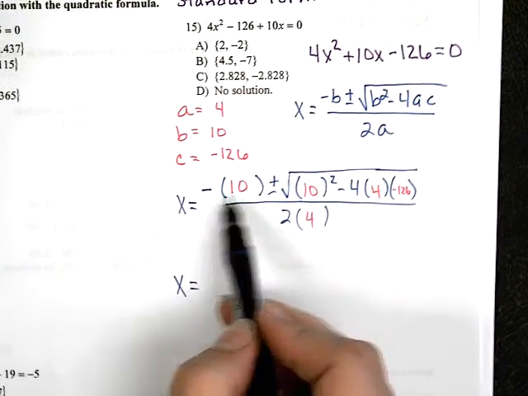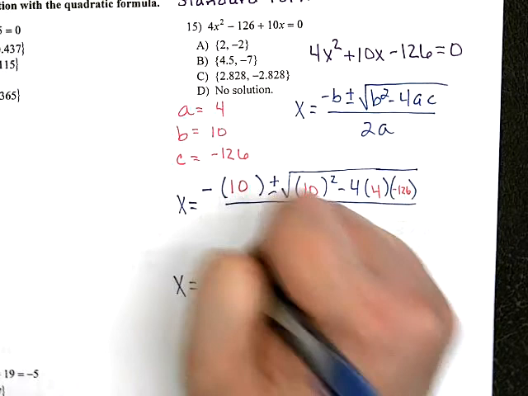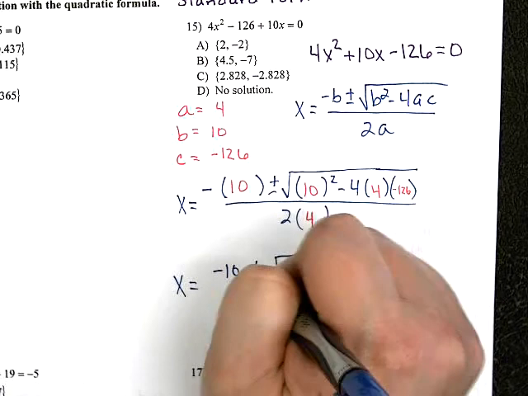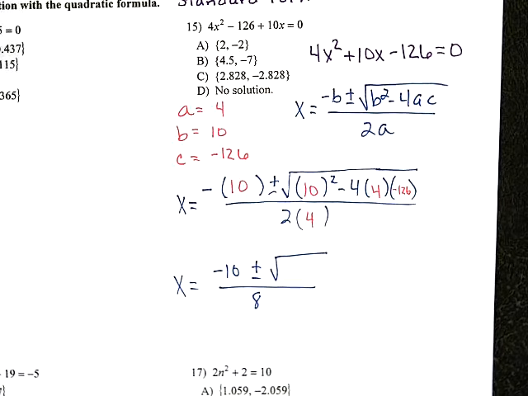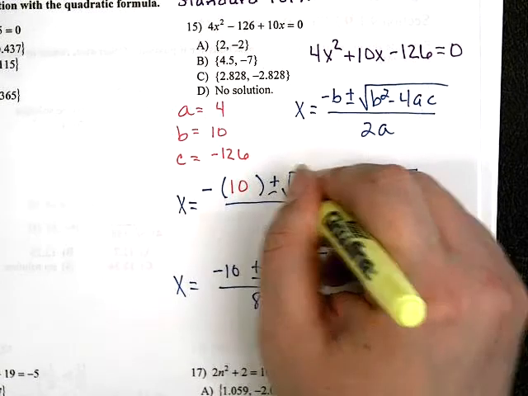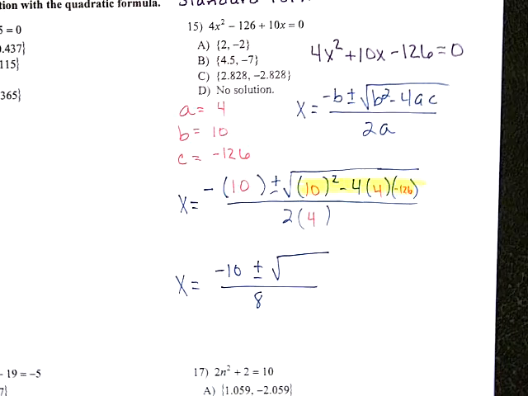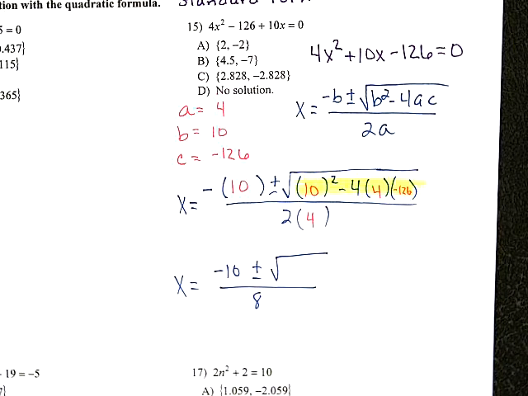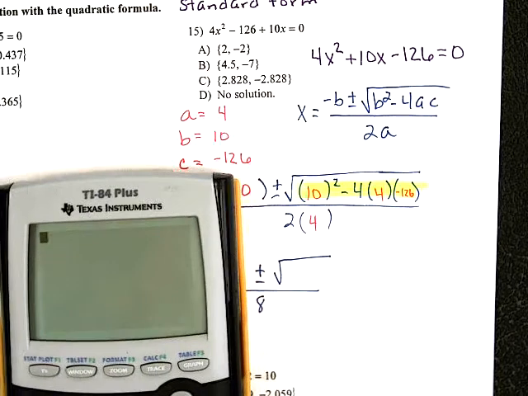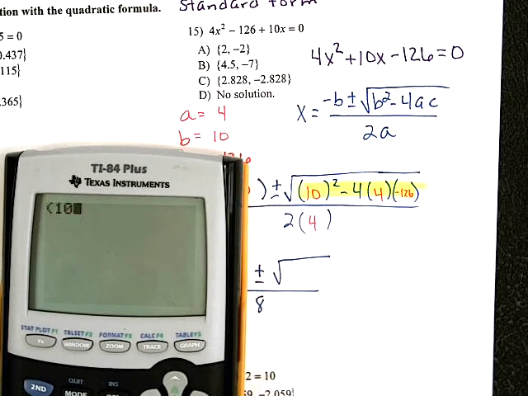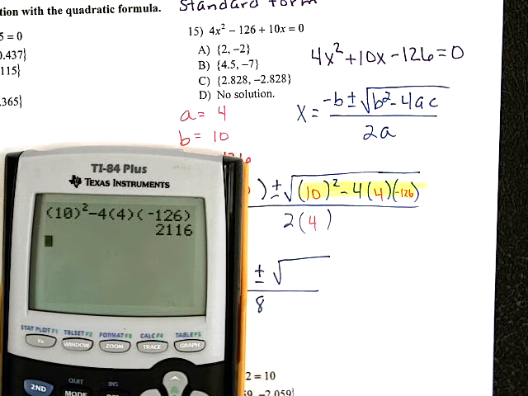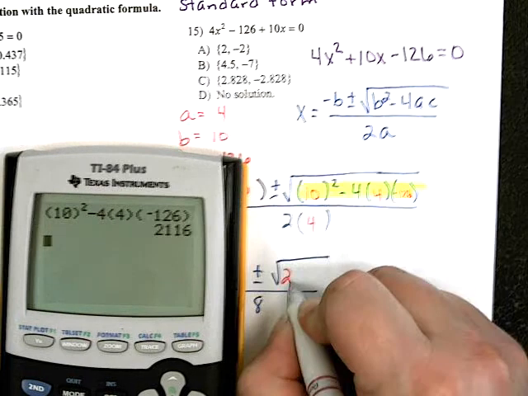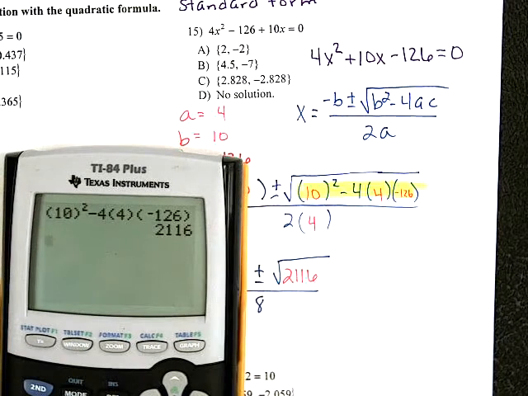Okay, x equals, I'm going to rewrite this as just -10 plus or minus the square root. I'm going to leave the square root blank for a second. And I'm going to do 2 times 4 to give me 8. Remember, the very first thing we want to do is plug in the radicand. Not the radical, just what's inside. So grab your calculators and we're going to put that in exactly as we see it. So parentheses 10 squared minus 4 parentheses 4 parentheses -126 and hit enter. So inside that radical there, we're going to write 2116.